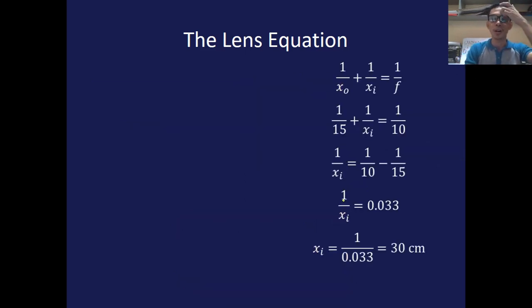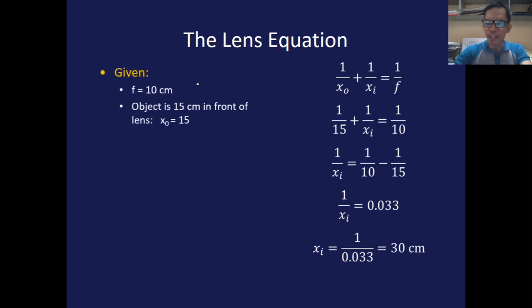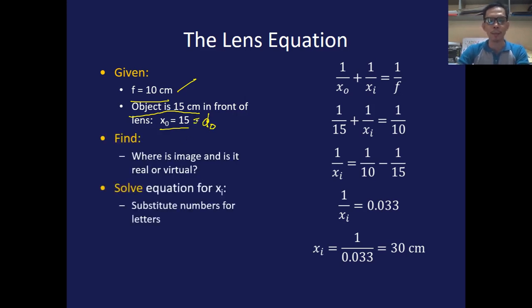Okay, so let's put it to good use. Given in this particular problem, the focal length is 10 cm. Then the object is placed 15 cm in front of a lens. So this is your distance of the object. Don't be confused with X sub O, it's similar to your D sub O. They are the same. Next one. Find where the image is and is it virtual or real?